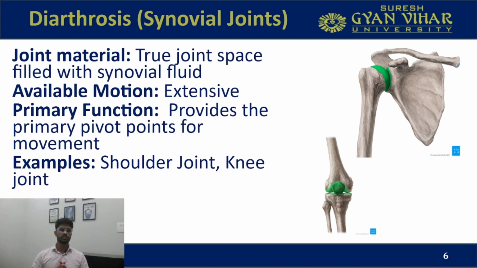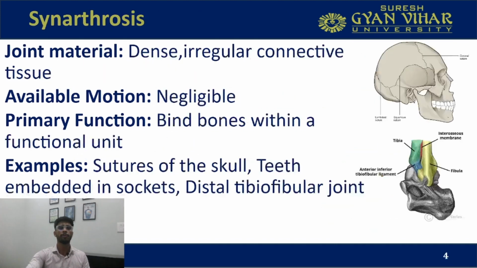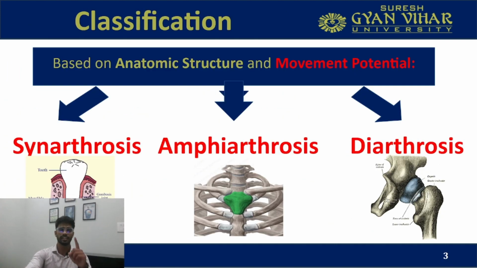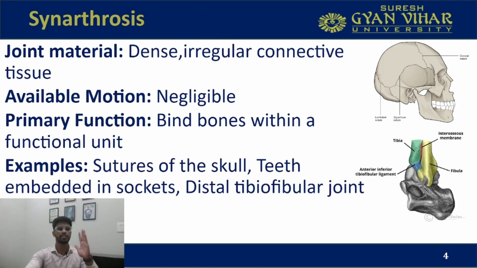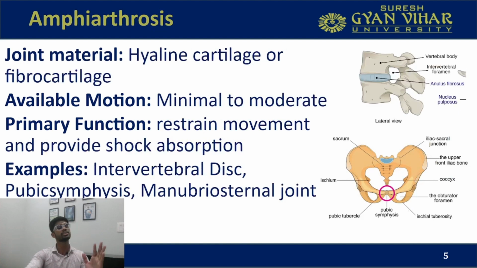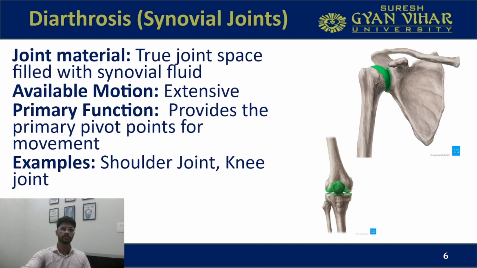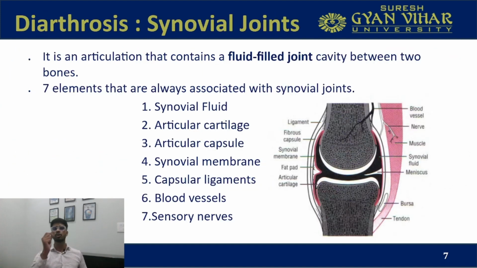So I hope it was clear to you what the types of joints are based on their movement potential. There are 3 types: synarthrosis, amphiarthrosis and diarthrosis. We have studied their joint material, their available motion, their primary function, and we have already seen their examples in the body. Now let's understand a little more about this diarthrosis or synovial joint. As I told you earlier, there is a joint cavity between the two articulating surfaces which is filled by the synovial fluid. There are 7 elements that are always present with the synovial joint.